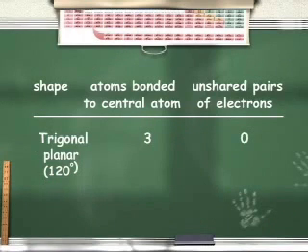Whenever three atoms are bonded to the central atom and there are no unshared pairs of electrons on the central atom, the molecule will have a triangular shape. Because the three atoms all lie in the same plane, this shape is called trigonal planar. This will result in a 120-degree angle between the atoms.